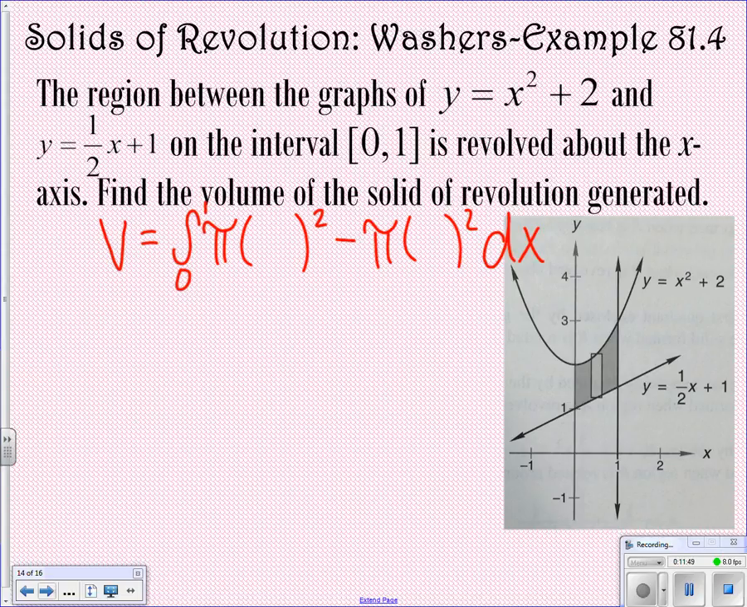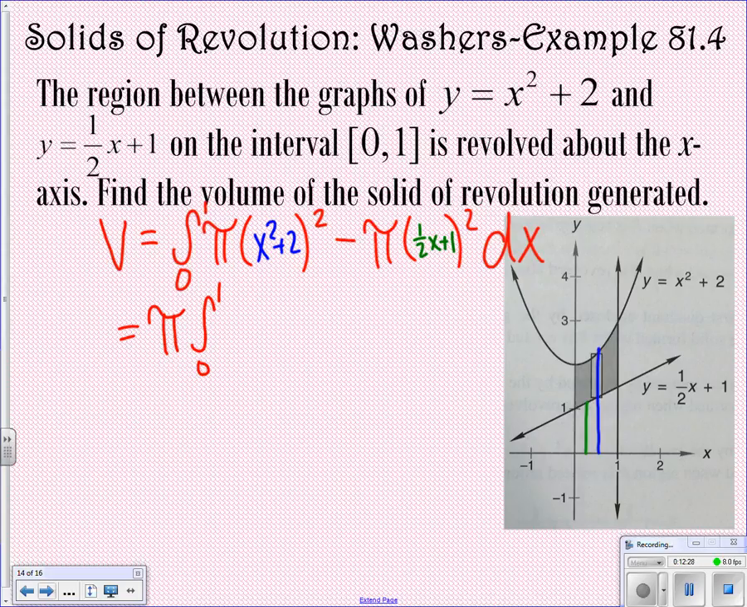Now, if you look, the one that is further away from the axis of symmetry is your parabola, which is going to be x squared plus 2. And then the next one that is closer is going to be the 1/2 x plus 1. So what we need to do now is actually distribute those, and hopefully we'll have some terms that will combine. Now, I haven't shown you before, some of you may have already been doing this, but you can actually factor out a pi from both terms, because they both have a pi. So if you would like to do that, or if you've already been doing that, that is perfectly fine to do.